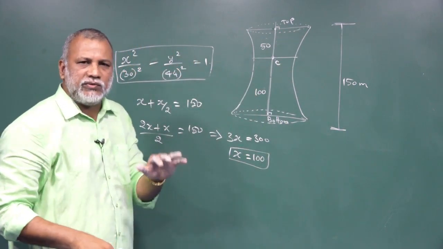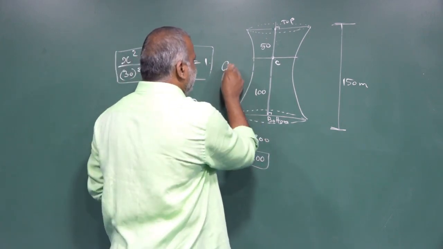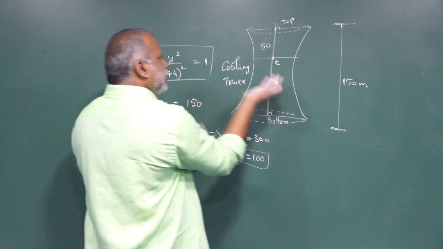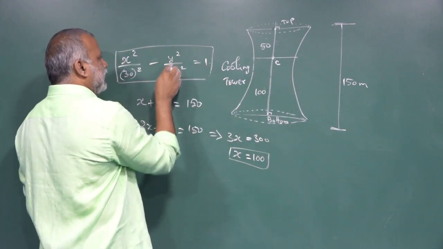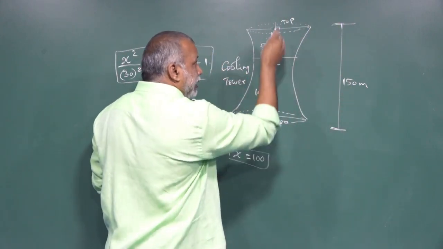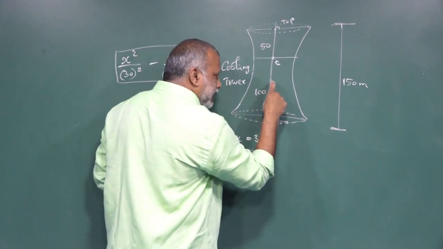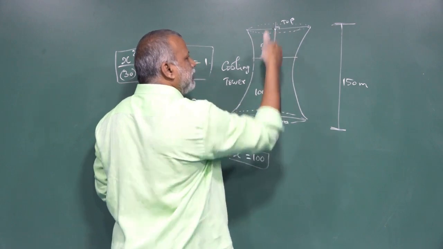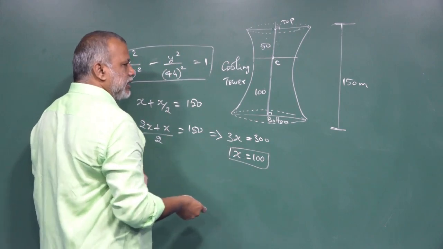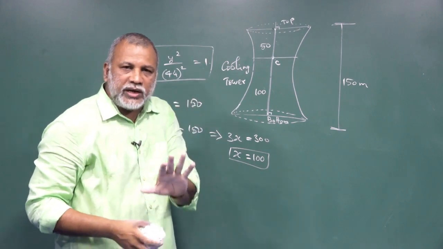This is the first logic we have to select from the given data. See, this is a cooling tower. Consider the cooling tower, which is in the form of a hyperbola. The equation is given: x squared by 30 squared minus y squared by 44 squared equal to 1. Then the total height is 150 meter. Then from the top to the center and the center to the bottom, they are giving the distance. This is x by 2. This must be half of the base. So adding, we are able to simplify x equal to 100, then we are getting 50. See, this is 100, this is 50. So we are able to find out the data.